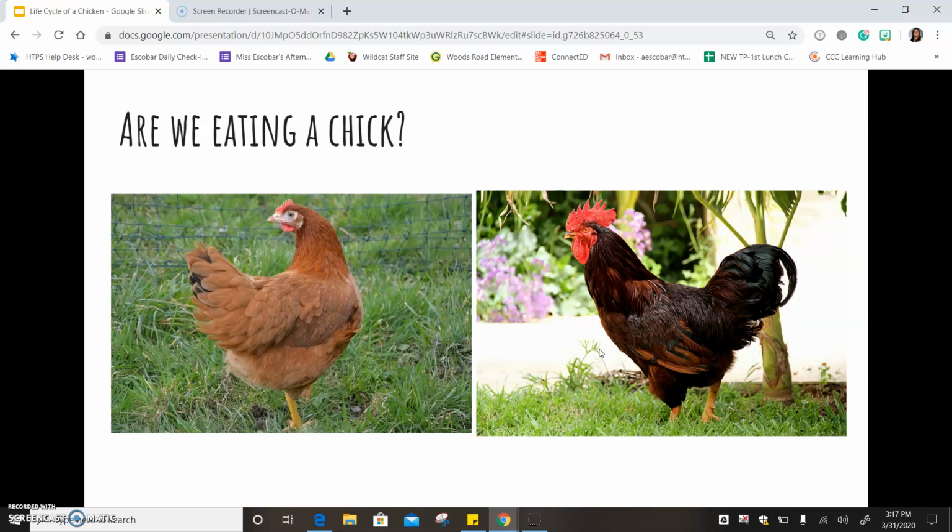So just remember, in order for there to be a chick inside an egg, there has to be a rooster and there has to be a hen. Otherwise, the eggs are not going to have any chicks.